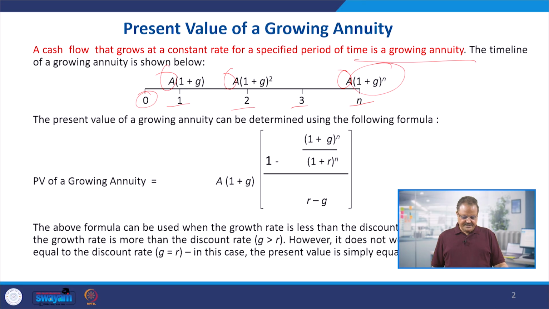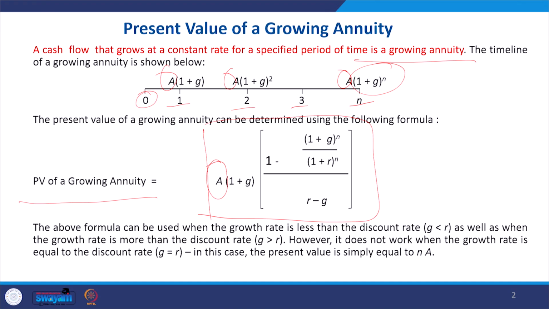So if you want to calculate the present value of a growing annuity, we have to use this model. We can determine the present value of the growing annuity with the help of this. We take the cash flow A multiplied by 1 plus g, into 1 minus (1 plus g divided by 1 plus r) to the power n, because the rate of return is not the same as the growth of the cash flow, and then divided by r minus g.